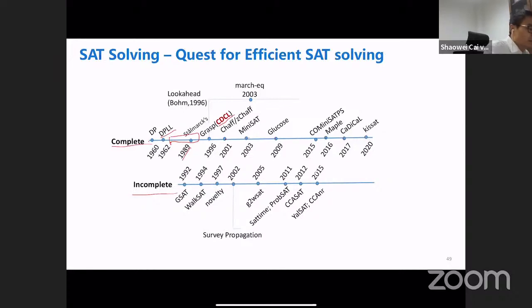And also there is a branch of complete solvers called Look Ahead. It also starts in 1996, and then there is a famous solver called March, which was developed by Heule and Van Maaren in 2003. And in the incomplete line, it begins about 1992 or 1991, with the famous algorithm GSAT, designed by Selman, and a similar algorithm also designed by Gu Jun.